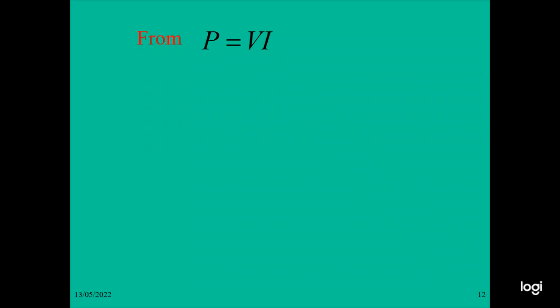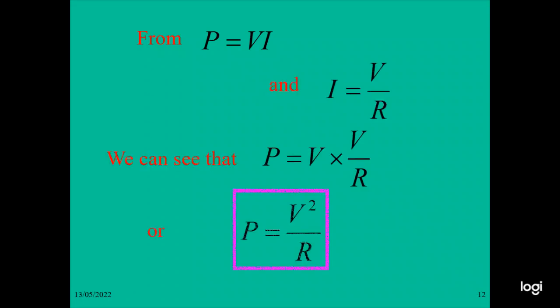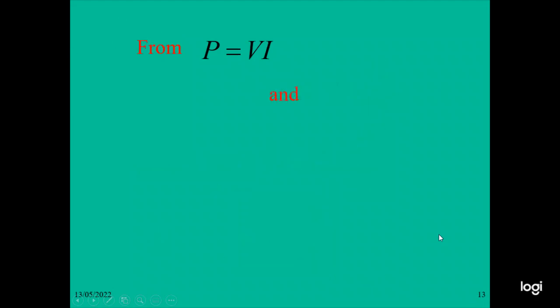So from P equal to VI and I equal to V by R, we can write P equal to V multiplied by V by R. In this case, in the place of I, you can put V by R. So V and V multiply, so P equal to V squared by R. And from P equal to VI and V equal to IR, you can see that P equals I multiplied by I multiplied by R.